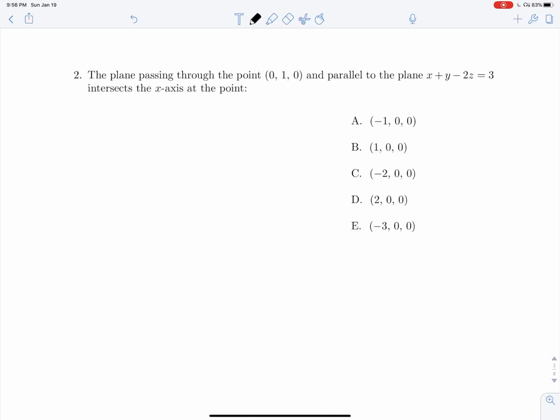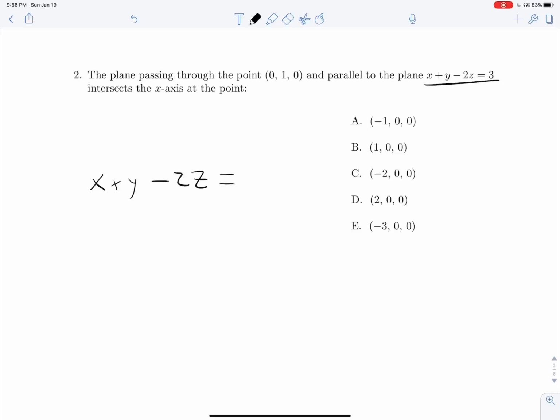Question number 2. The plane passing through the point 0, 1, 0 is parallel to that plane, and we're looking for the point where our first plane, the one that we have to find, intersects the x-axis. So, since our plane is parallel to this plane here, we know that they have to have the same normal vector. So we know that the left-hand side of our plane equation is going to be x plus y minus 2z, and that's just going to be equal to some other constant.